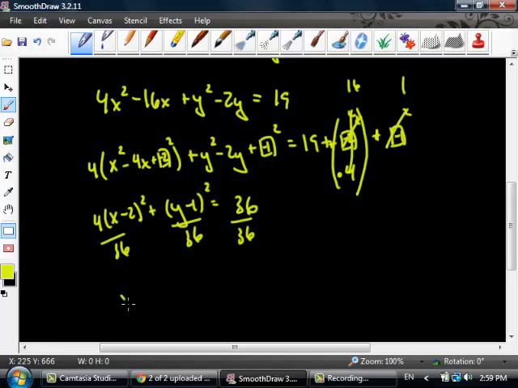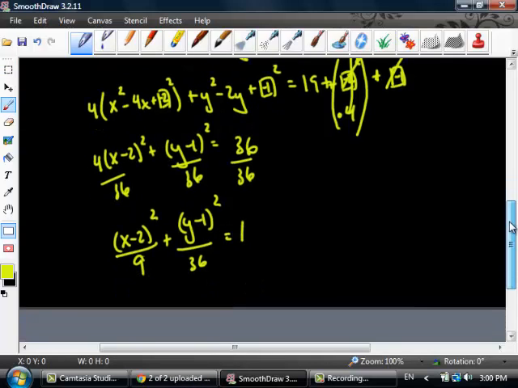So what I have is x minus 2 squared over 36 plus y minus 1 squared over 36. And the first one should not be 36. I made a mistake. That one should be 9. Darn it. And that equals 1. Okay.